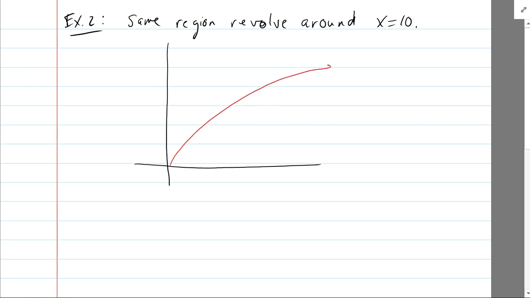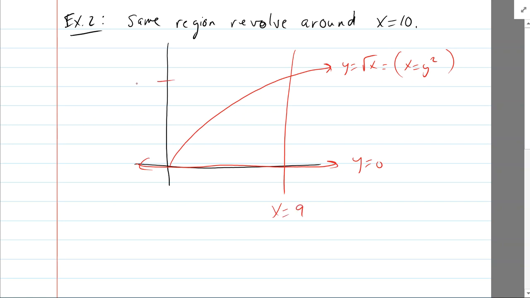We've got y equals square root of x, which is the same as x equals y squared, right? And then we have y equals 0. We have x equals 9. That gives me a y equal to 3 here, and then y equals 0 there, yes? We know our cross sections are perpendicular to the axis of rotation, which is parallel to this, but it's a different one. It's not x equal to 9 anymore, it's x equal to 10.